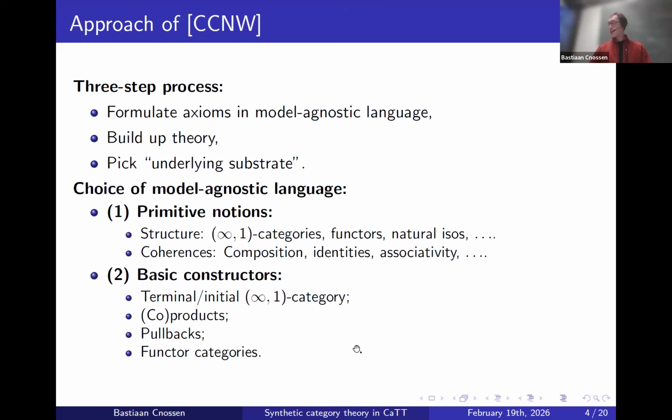So yeah, the goal of my talk is two parts. First, what kind of type theory describes this part one, these primitive notions? And this is this type theory CaTT that is in the title. And then, how can we use this language, this type theory, to describe these basic constructors?